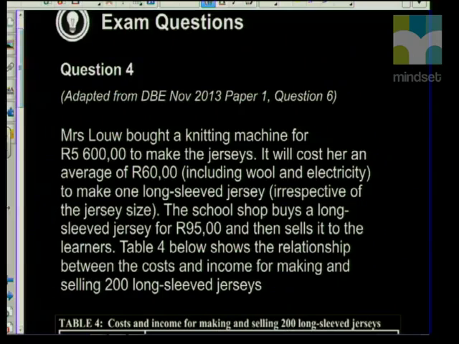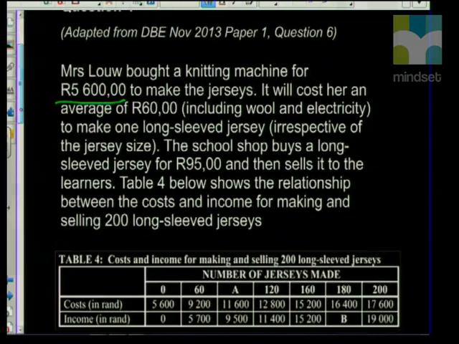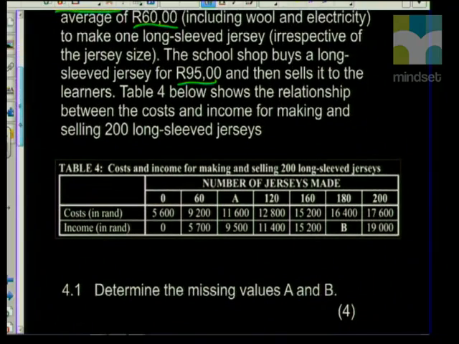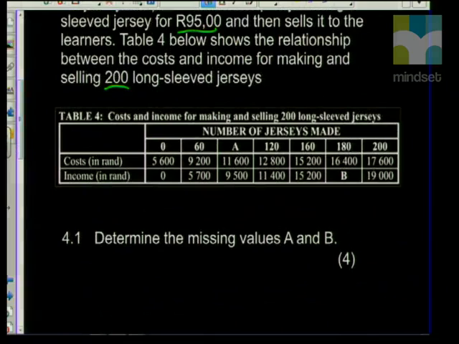Welcome back, guys. We're going to do one last question now, and this is a question about income and expenses. Let's have a look at it, and let's see exactly how we're going. We're told that Mrs. Lowe is making jerseys, and she's bought a knitting machine for 5,600 Rand. It will cost her an average of 60 Rand, including wool, to make the jersey, and she is selling them to the school shop at 95 Rand a jersey. And the table below talks about 200 long sleeve jerseys.